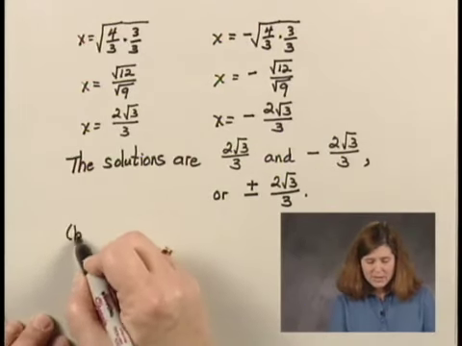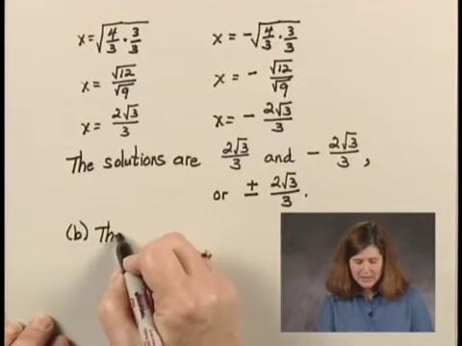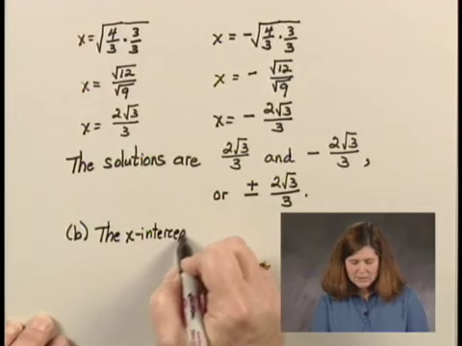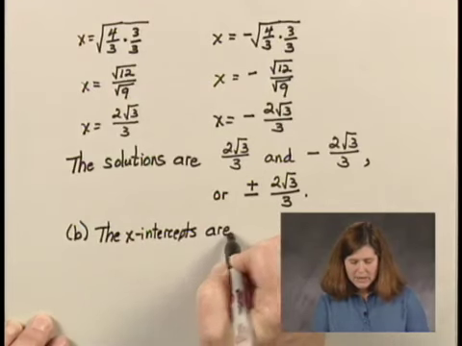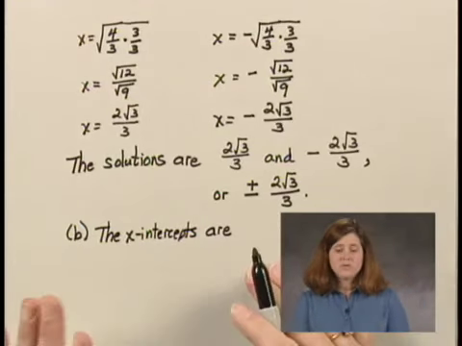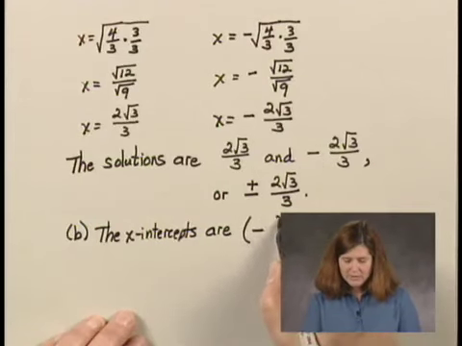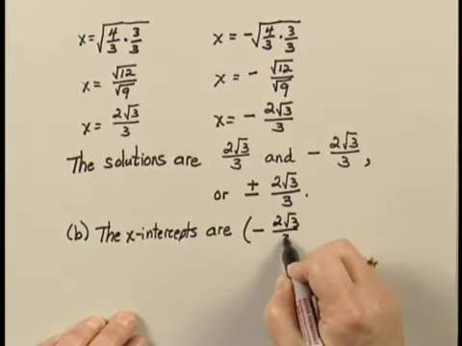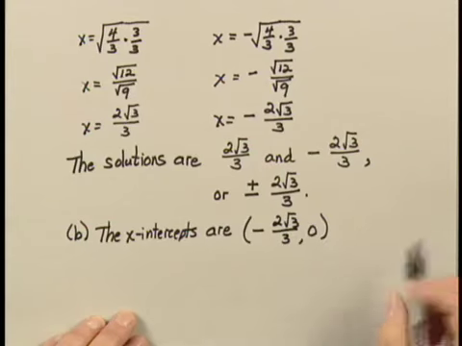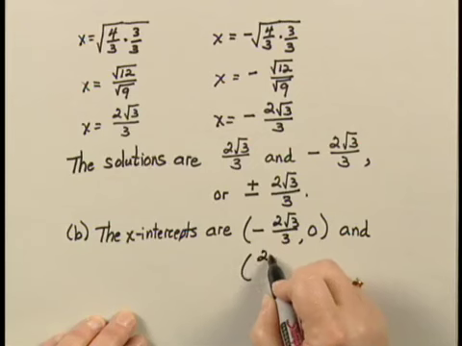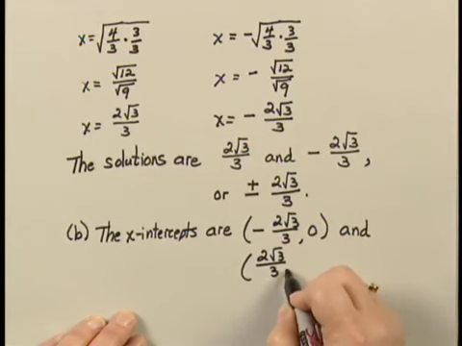So for part B, I can say the x-intercepts are, I'm going to start with the first one that we come to on the number line, which is the negative number. Negative 2 square root of 3 over 3, 0, and 2 times the square root of 3 over 3, 0.